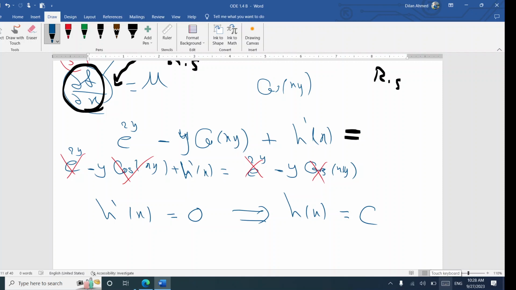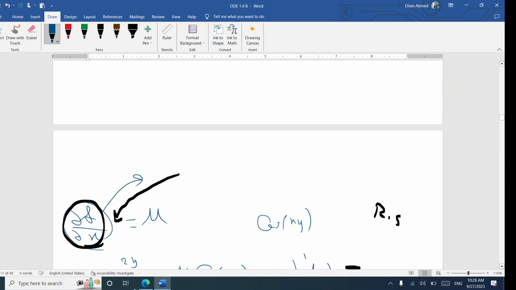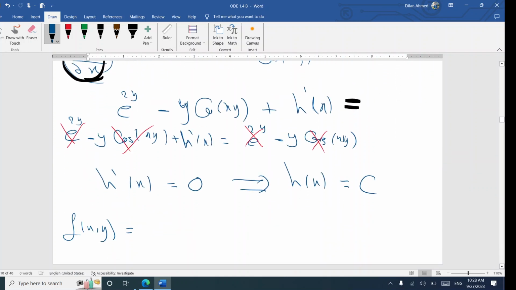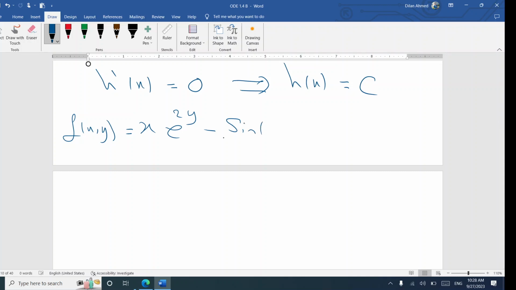So what did we do? Partial, integral, derivative, integral. You can see three times we use it, bring it back, use it, bring it back. But in each case, one of them is by y, the second is by x. You need to practice. So why did we find this one? Because we know our f of xy was x e to power 2y, minus sine xy, plus y squared, plus c. H of x was c. You can call it c1, c2, up to you. Then this is your solution. Clear, dears? Yes.